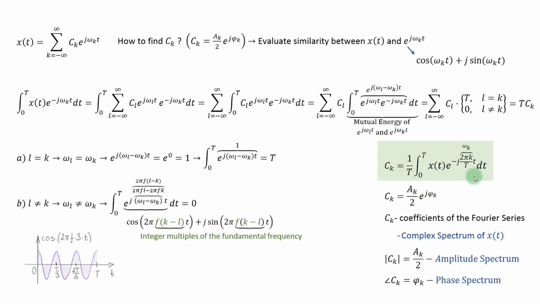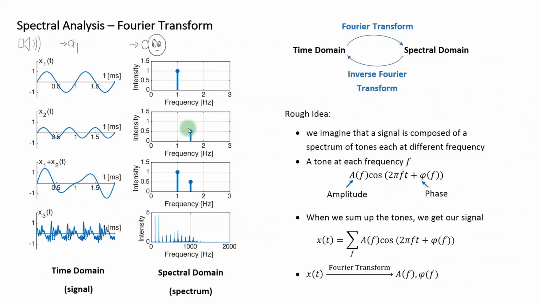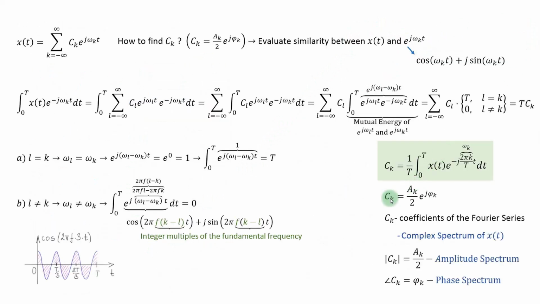So this expression is actually that mathematical ear that will turn my signal in the time domain to its description in the spectral domain. This is one of the types of the Fourier transform. As I told you on the previous slide, these complex amplitudes we call the coefficients of the complex Fourier series. We also call them the complex spectrum of the signal x of t.